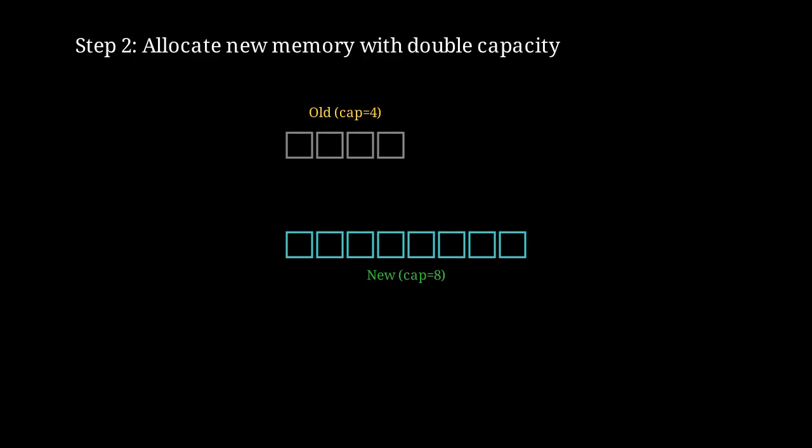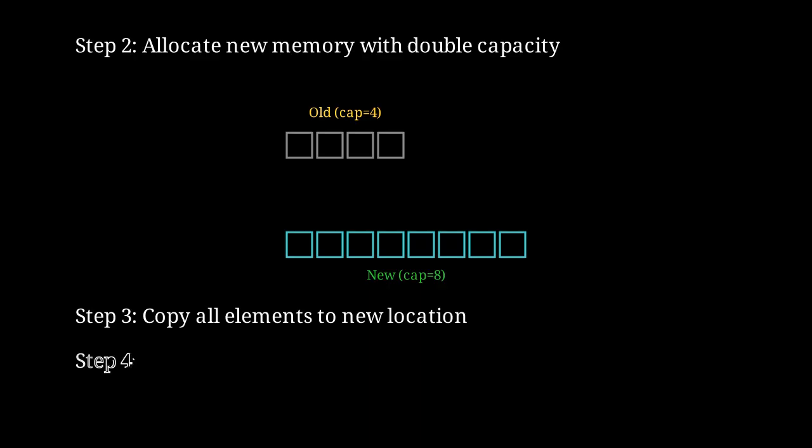Now we need to copy the data. We copy all existing elements from the old memory to the new memory location. After copying, we free the old memory block to prevent memory leaks. Finally, with room available in the new memory, we insert the new element at the end.